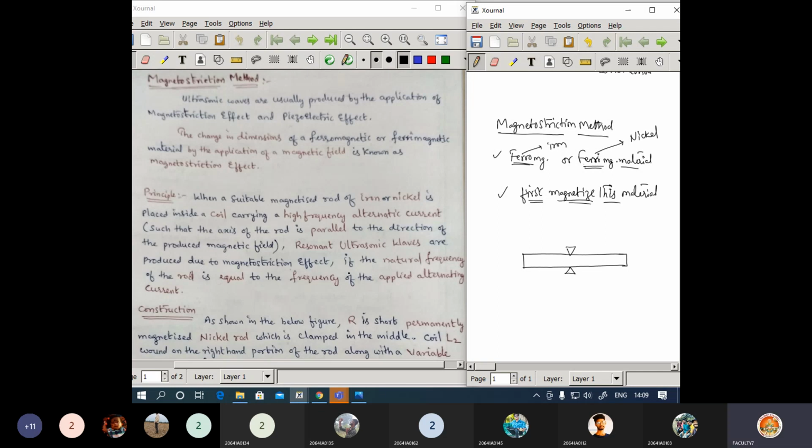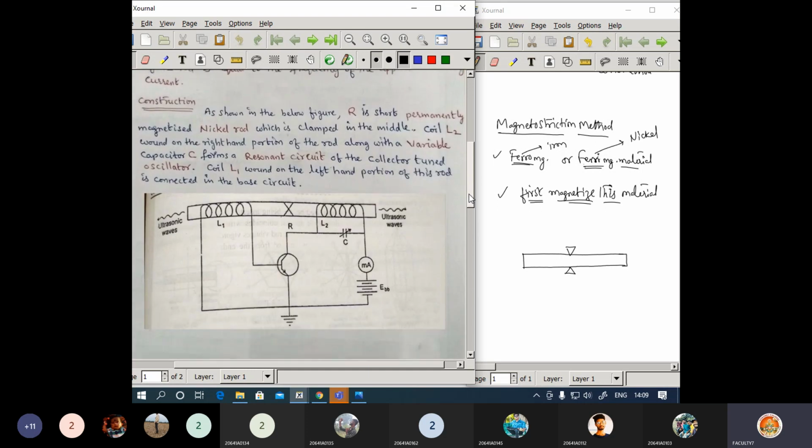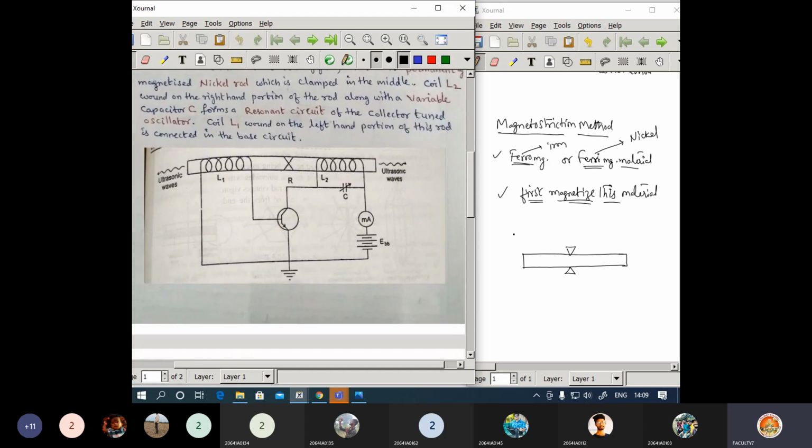Now let us see. This was the text that we are going to write. This was the circuit. You can identify here, this is the rod. Now we are going to connect the coils. This is a winding or a coil here, and this is one more coil. We are labeling this one as L1 and this one as L2.